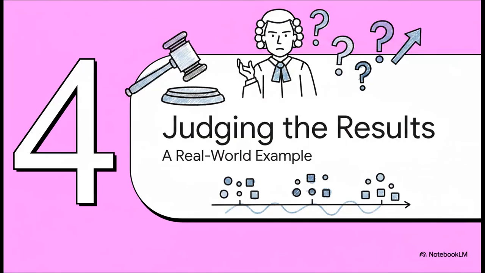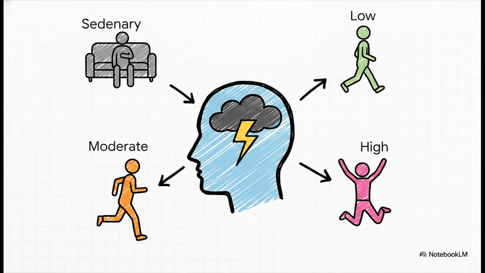All right, theory is great, but let's see this judge in action. We're going to look at a real-world example from our source material and see how this actually plays out with real data. A researcher wanted to figure out if how much you exercise affects how well you deal with stress at work. They took 31 people and put them into 4 groups based on their activity level: sedentary, low, moderate, and high. So, in our little analogy, the groups are the activity levels, and the score is how well they could cope with workplace stress.